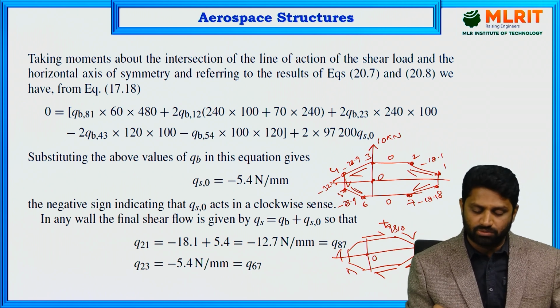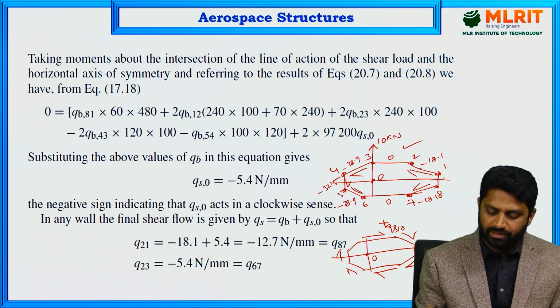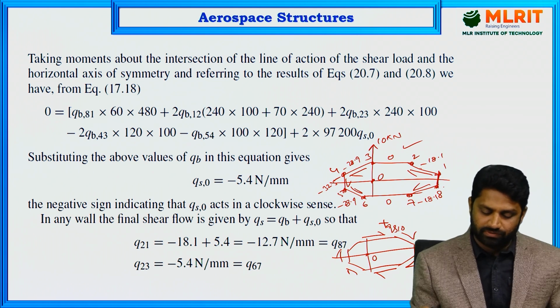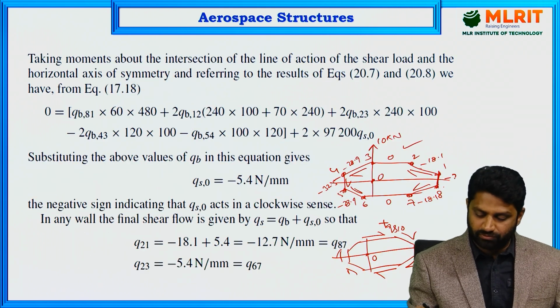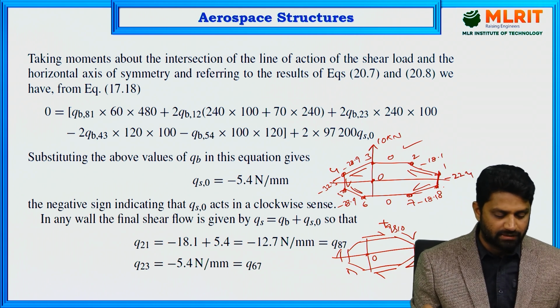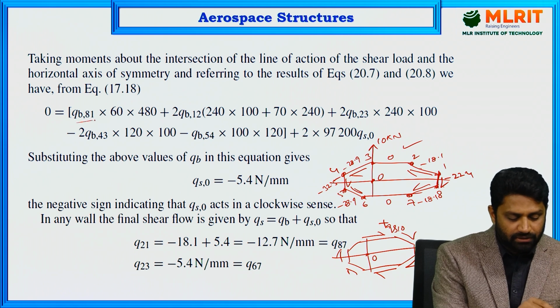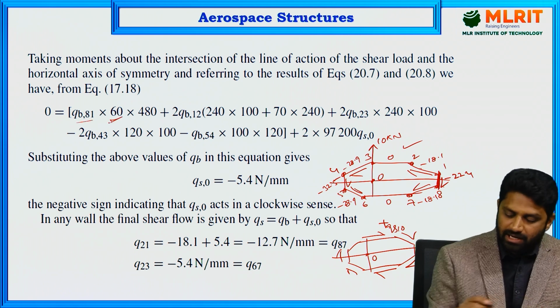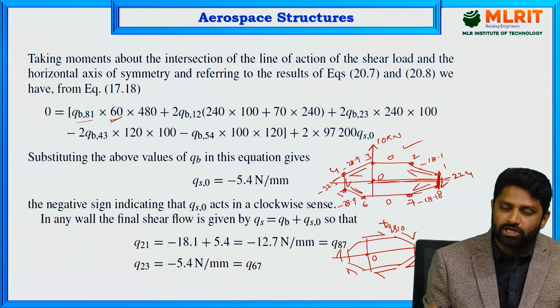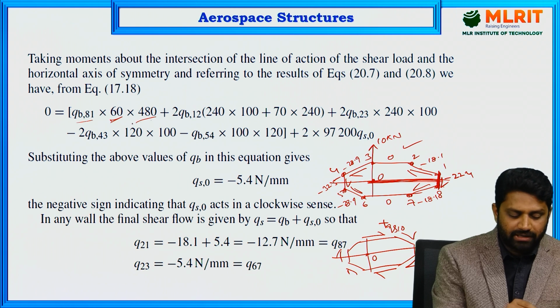First, let's write the moment due to the first diagram. In the first diagram you can see QB81. This is 8, and this is QB81, and the shear flow we got for this is minus 22.4. Now let's write this one. QB81 is the shear flow, and QB81 into its length, which is 60, and its perpendicular distance from here to here is 480. So shear flow multiplied with its length, and then multiplied with the perpendicular distance. Shear flow multiplied with the length becomes force, and with the perpendicular distance 480, this becomes the moment: QB81 into 60 into 480.